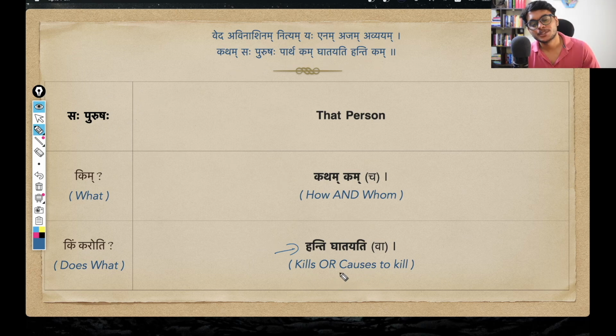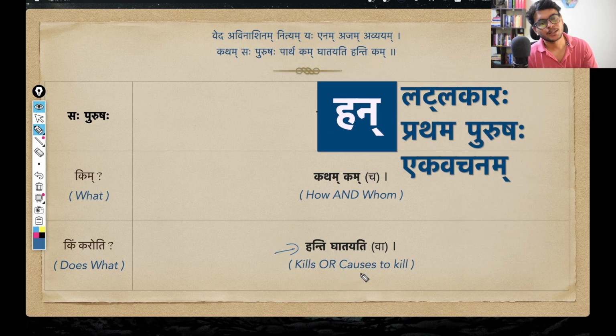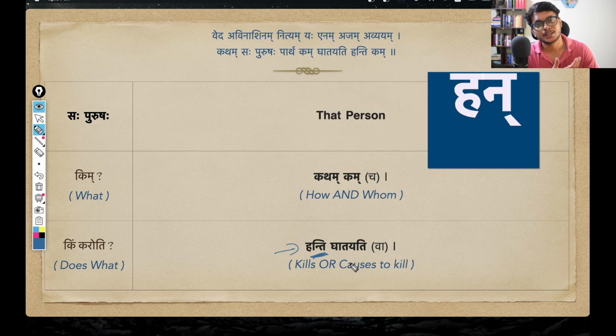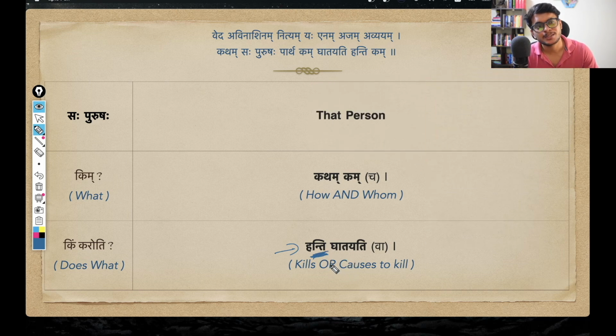Both of these kriya pada, hanti and ghatayati, are coming from the same dhatu, han dhatu. For this particular form, hanti, the dhatu is han dhatu, that means to kill. And this form is the prathama purush, that is the third person, ekvachanam, and the present tense lat lakara. So in prathama purush ekvachanam lat lakara, han changes into hanti. That means some third person, he kills. So this is how we are getting this hanti and this ghatayati.